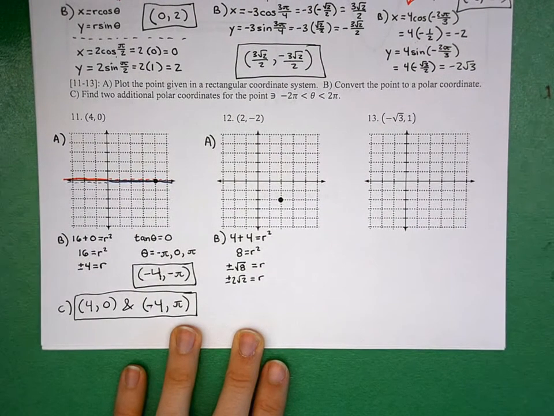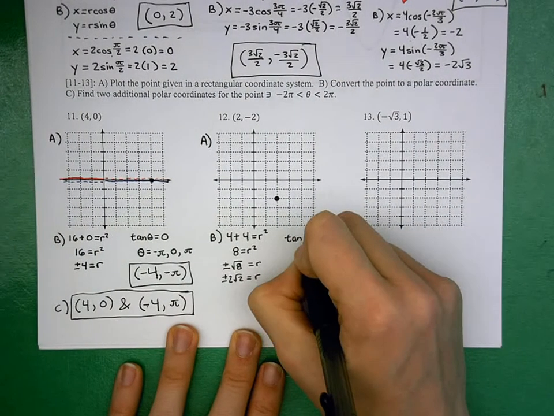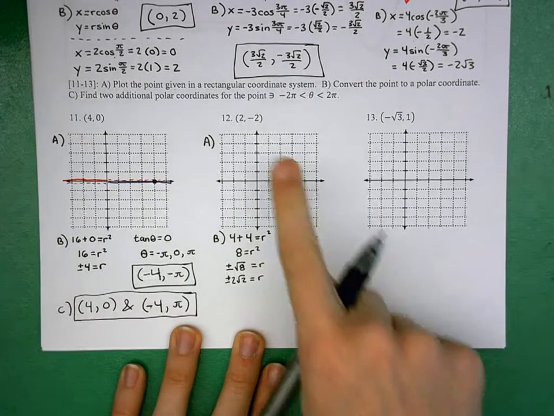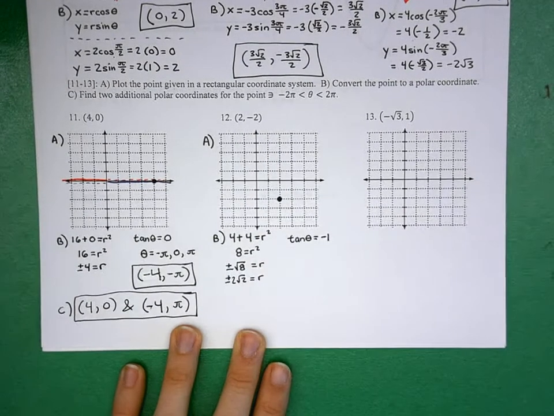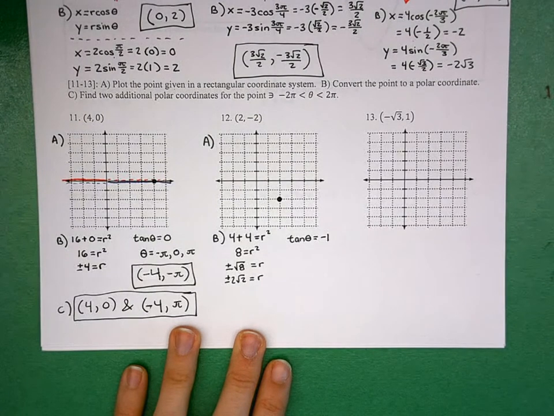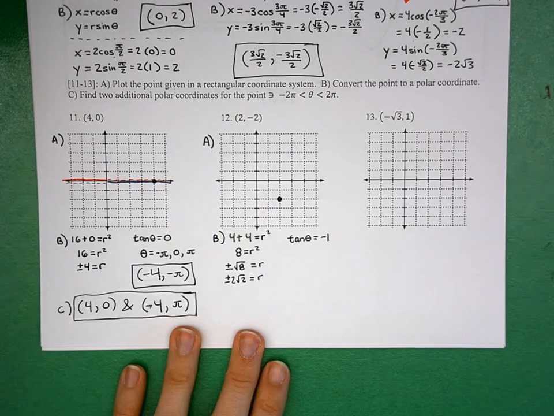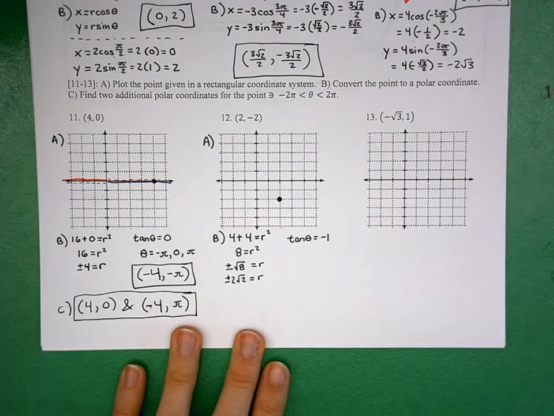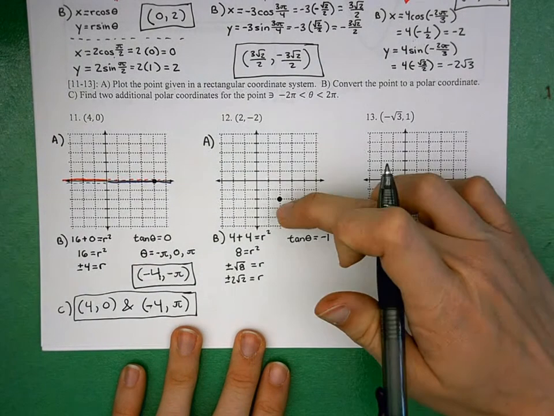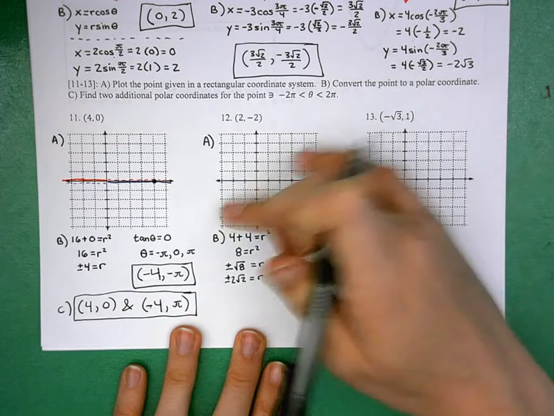Theta then, tangent theta equals my y over my x, so -2/2, which is -1. And so then think a moment, what angles give me a tangent of -1? Okay, well, that would be the pi/4 angle, right? And it's the pi/4 angle in either the 4th or 2nd quadrant, because the pi/4 angle in the 1st and 3rd would have tangent be +1.